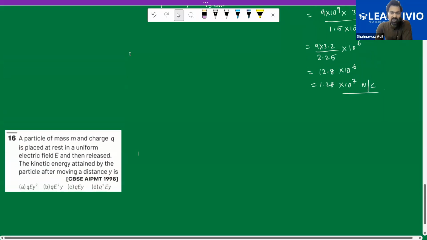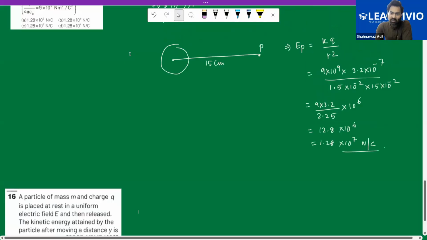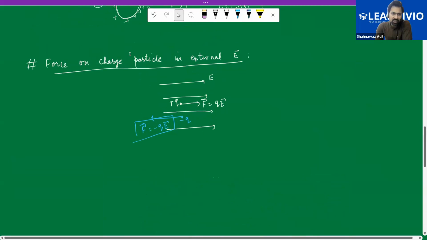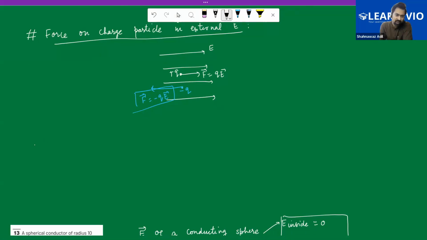So we have to apply the work energy theorem, right? And one more point that we have missed. So yeah, the other point that I have missed here is the torque. So this is also an important topic. So torque on a dipole in an external electric field. So this thing is also important.